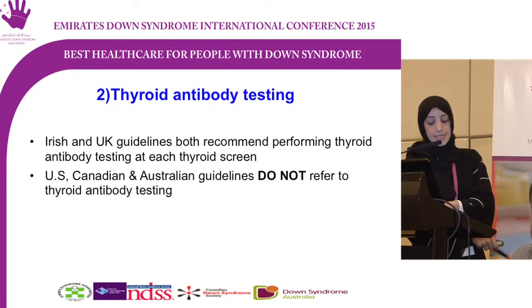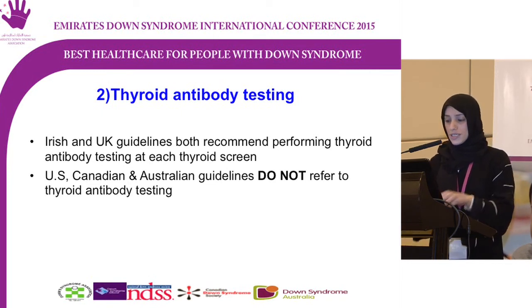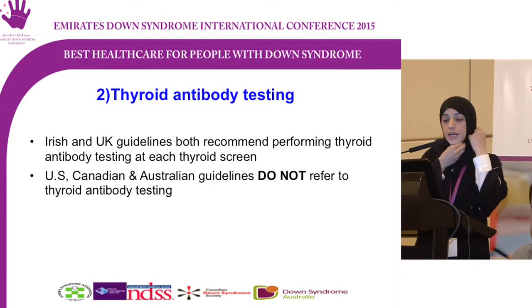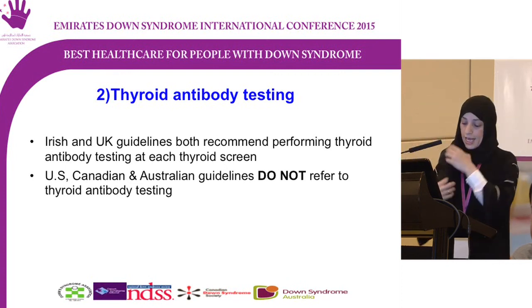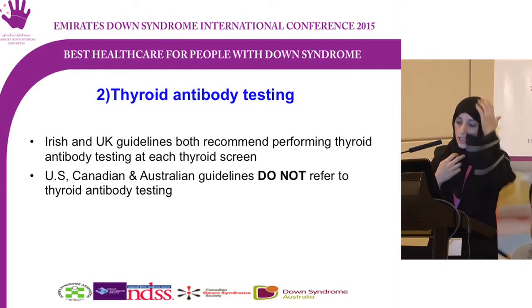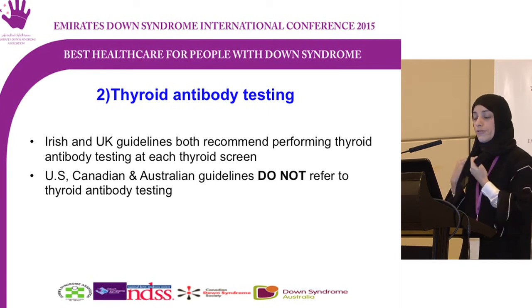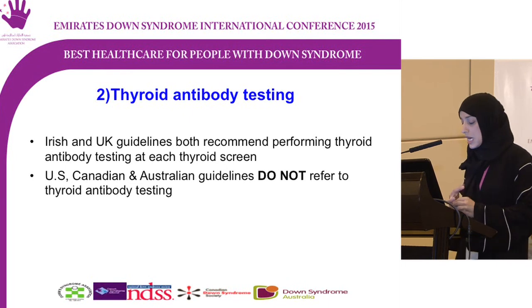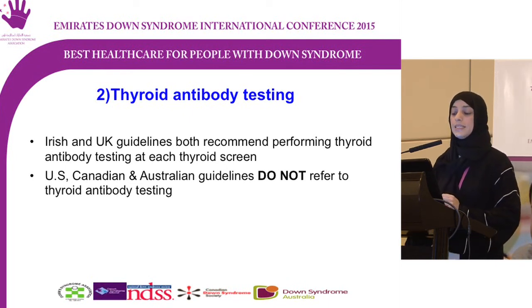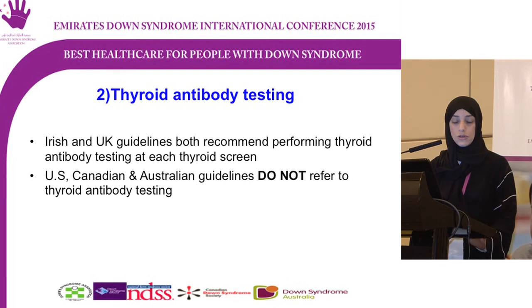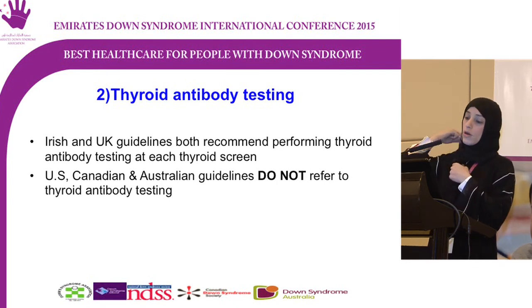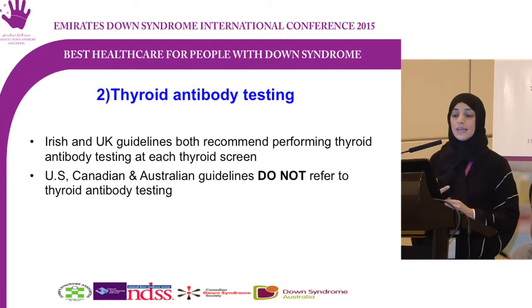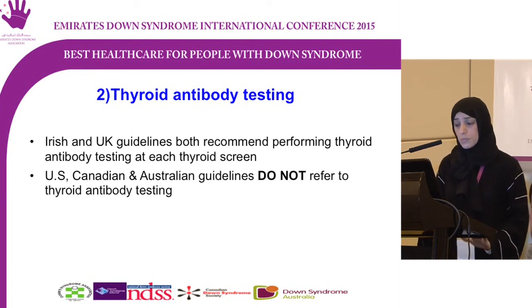So if you move to the next one, do we really need to do thyroid autoantibodies on all kids with Down syndrome if we are checking their thyroid function test? The Irish and the UK do recommend performing the thyroid antibody testing, with each thyroid test. While the US, Canadian, and Australian guidelines don't refer to autoantibody testing, so it's individualized based on the local center. Treatment for subclinical hypothyroidism, all guidelines are lacking in evidence regarding its management until this point.